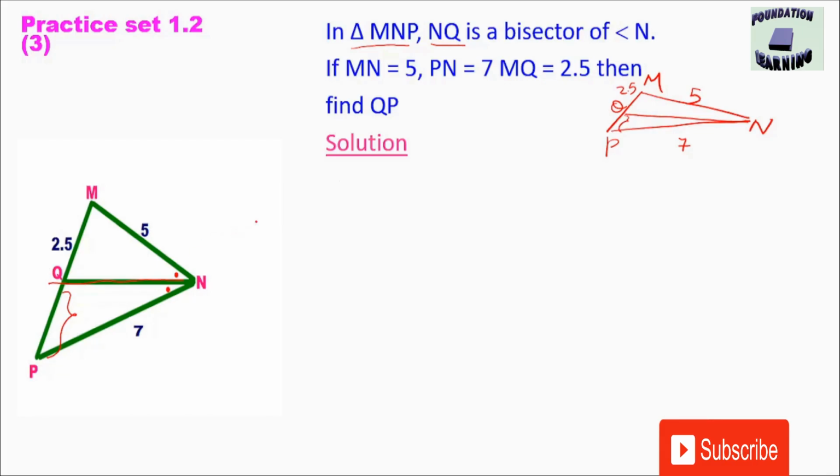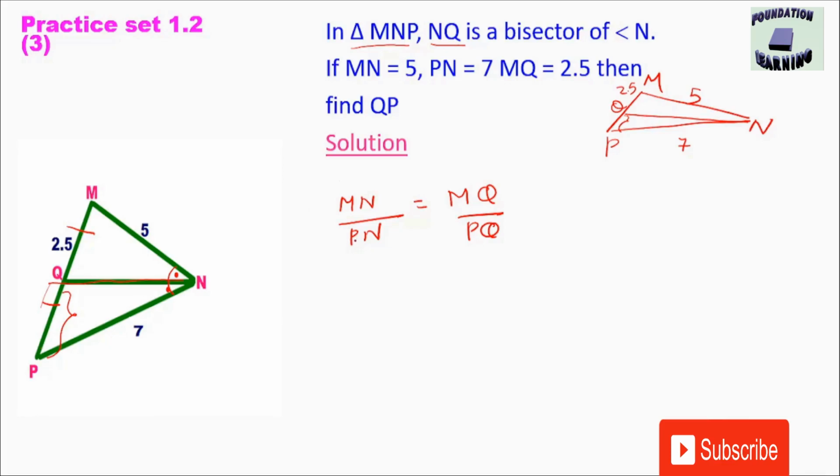So using the bisector theorem, since it's already said that NQ is a bisector, which sides will be in proportion according to the angle bisector theorem? MN upon PN will be equal to MQ upon PQ, right? According to the angle bisector theorem, the bisector of an angle of a triangle divides the side opposite to the angle in the ratio of the remaining sides. So this ratio, that is MQ upon QP, will be equal to MN upon PN.